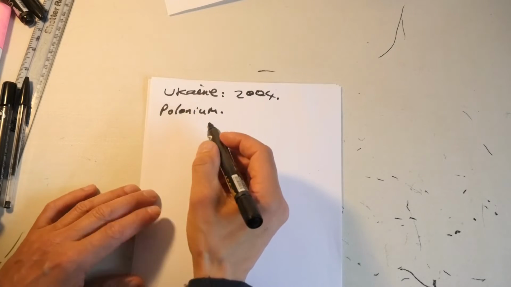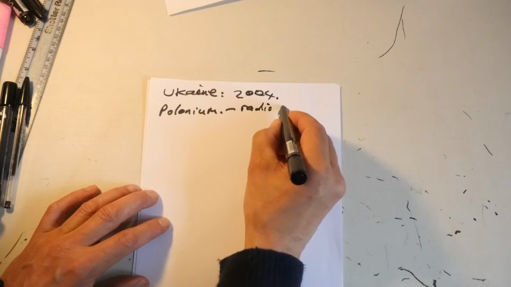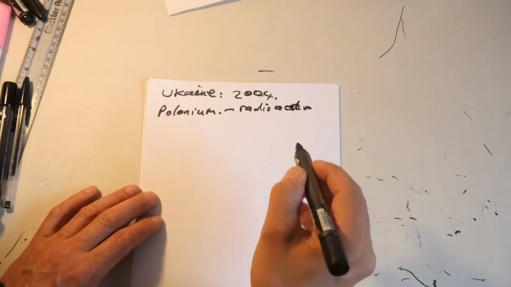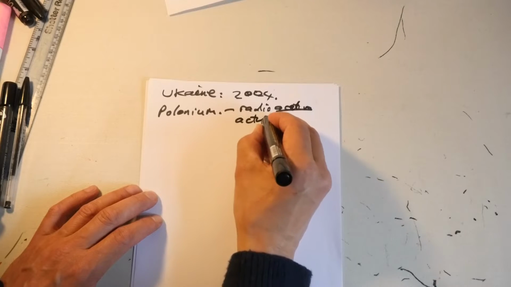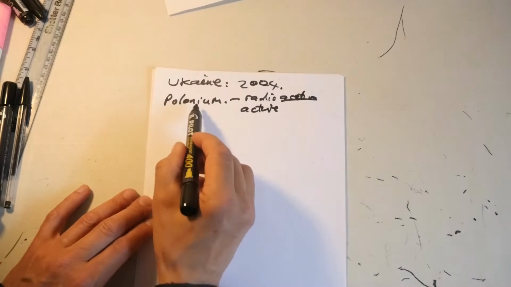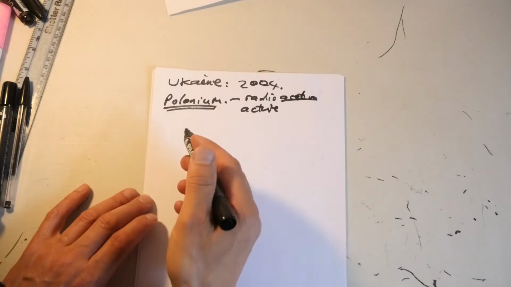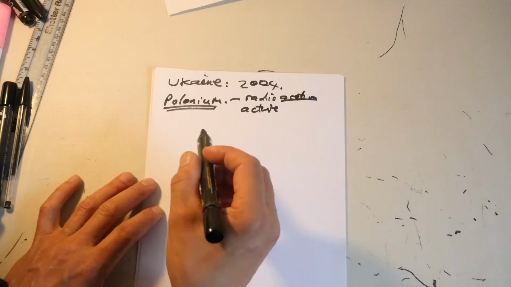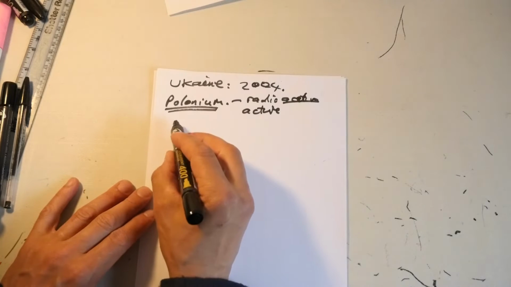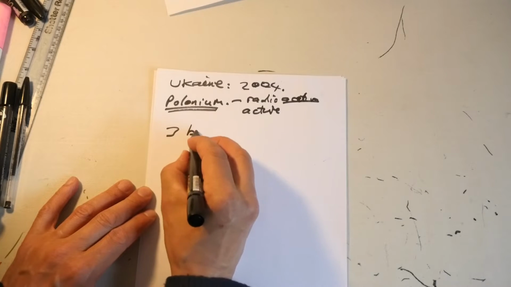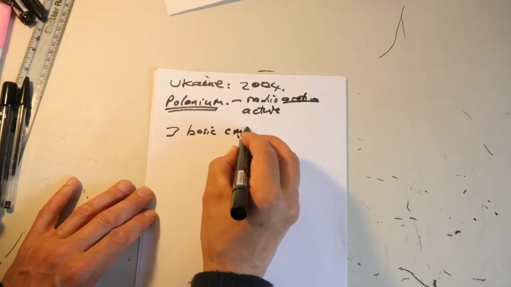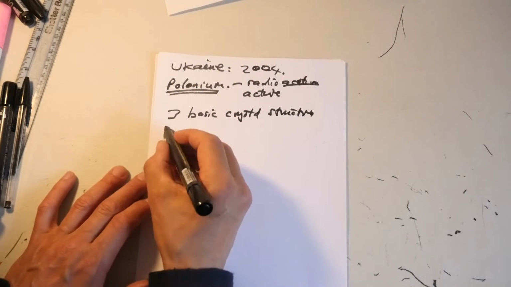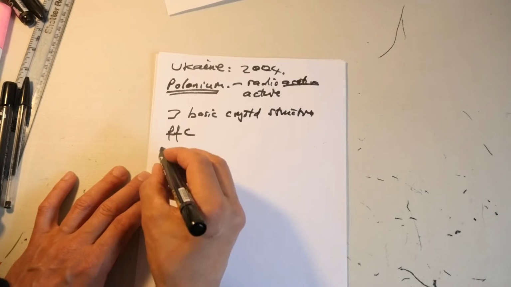Polonium is a radioactive element. Okay, it's radioactive. Polonium is actually unique, and what I mean by that is that when you have metals and crystals, salts, you get three basic types of structure. You get three basic crystal structures. You get something called face center cubic, okay?